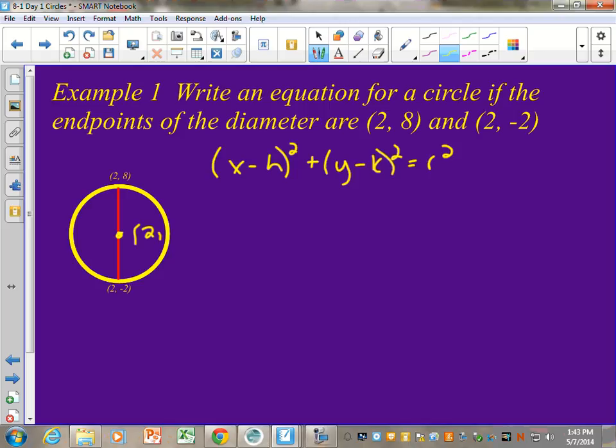Back in geometry, we had a midpoint formula. Don't really have to do the midpoint formula on this, but anytime that you're looking for the middle point, you can do the midpoint formula.